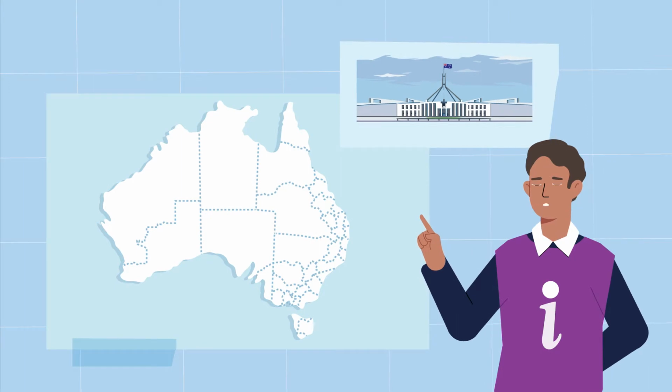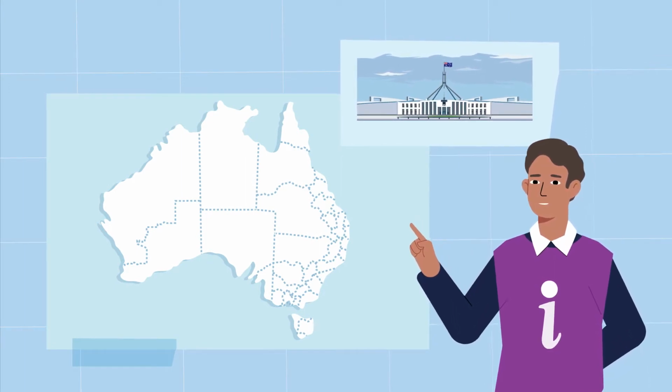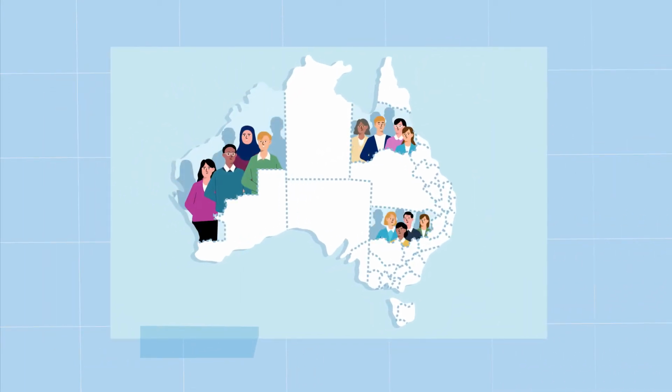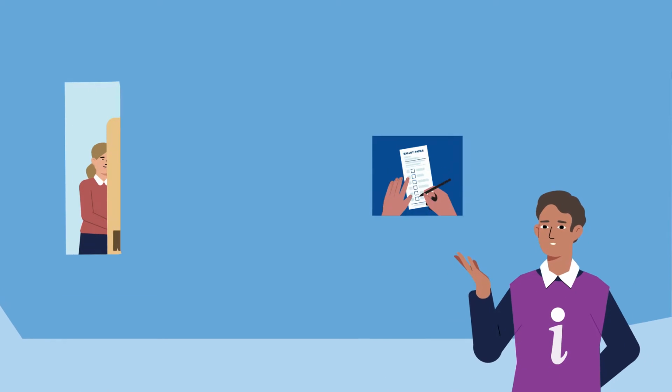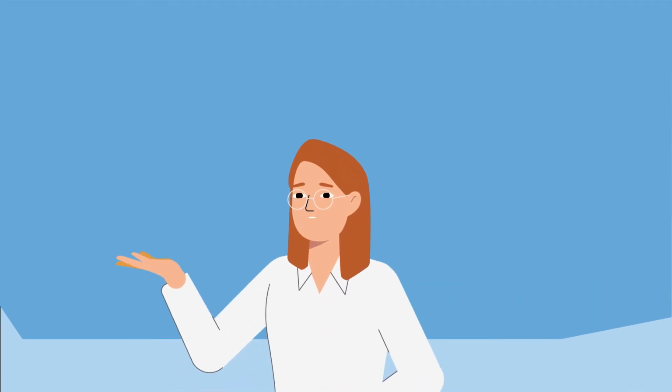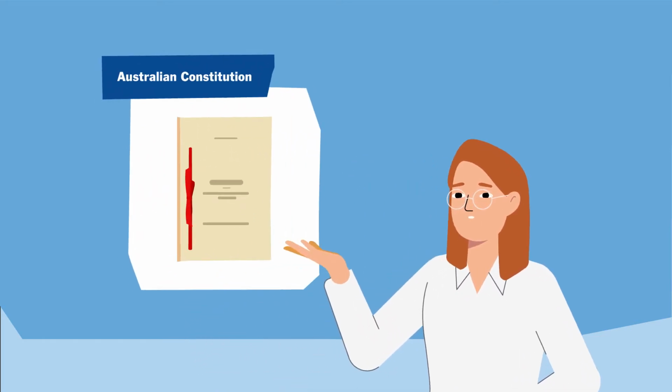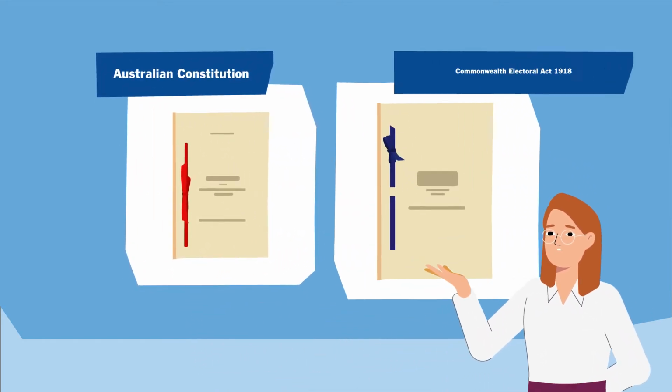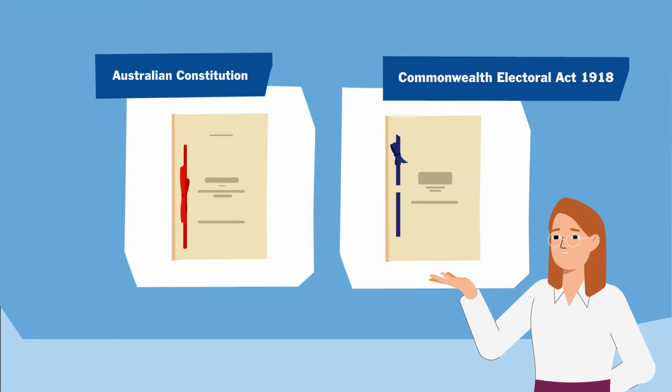Redistributions are an important part of representative democracy. Ensuring each electorate has an equal number of electors supports equal representation in the House of Representatives, a principle known as one vote, one value. The process for redistributions is set out in law in both the Australian Constitution and the Commonwealth Electoral Act 1918.